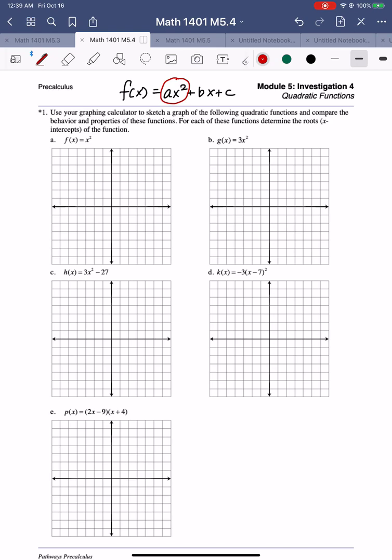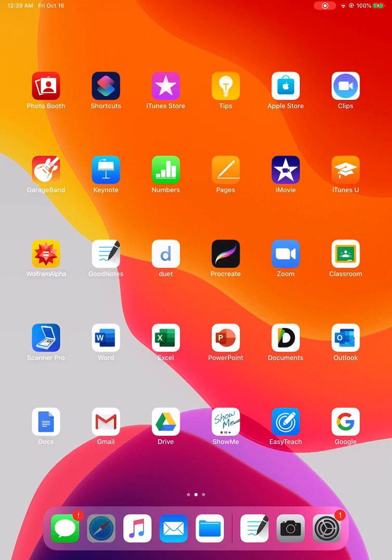But number one, we are using the graphing calculator to sketch the graph of the following quadratic functions, and then we're going to compare the behavior and properties of these functions. Also, we want to determine the roots, which means the x-intercepts. Okay, so let's look at Desmos for this one.